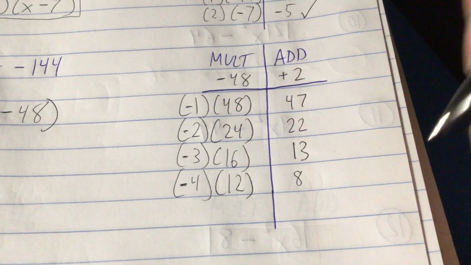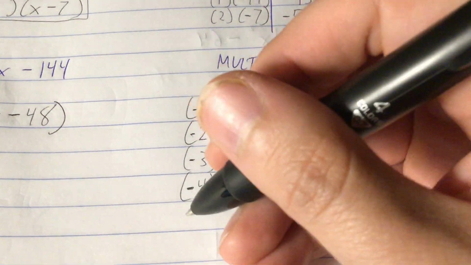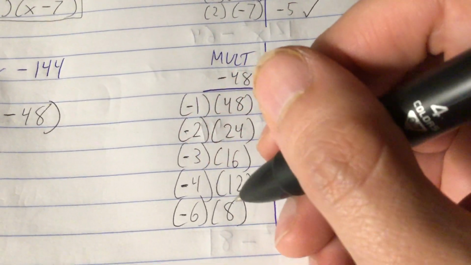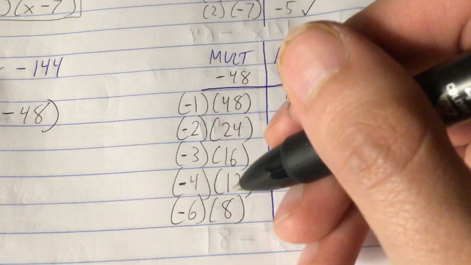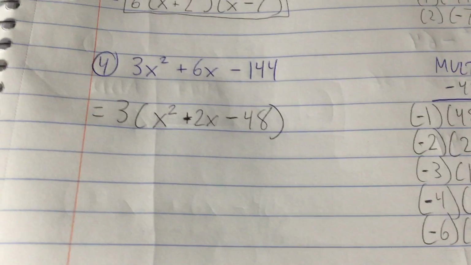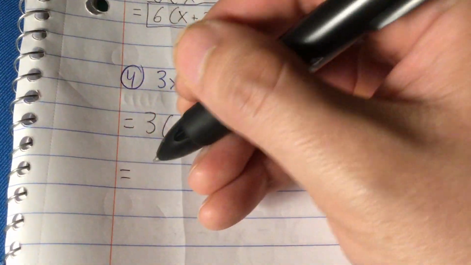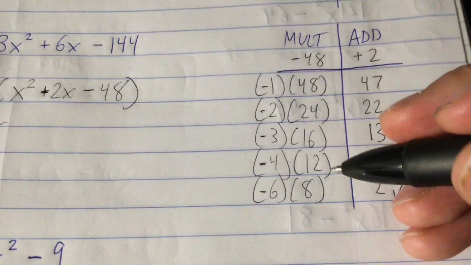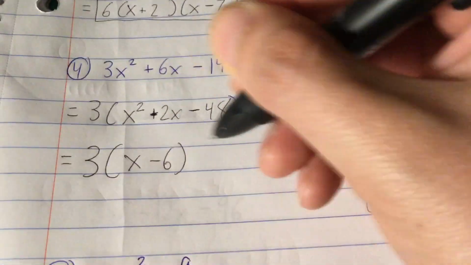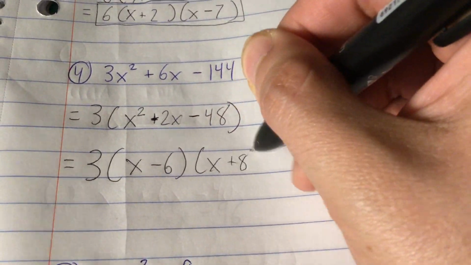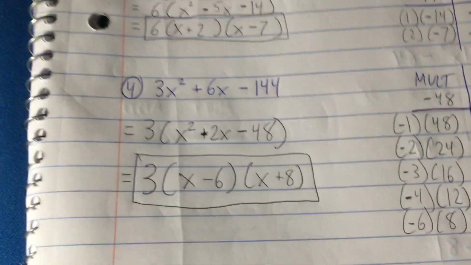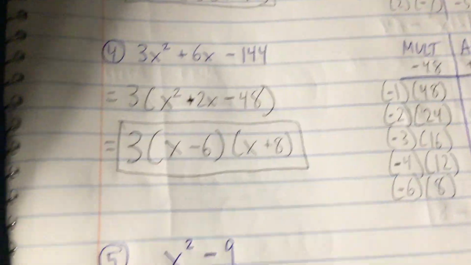Can I divide by 5? No. Can I divide by 6? Yeah, let's try negative 6, positive 8. Negative 6 times 8 is negative 48, but negative 6 plus 8 is 2. There's the winning team. So we factor this. Don't forget about that 3. The winning team again was negative 6, positive 8. So that's 3 times x minus 6, x plus 8. Okay. And that is how you completely factor problem number 4.